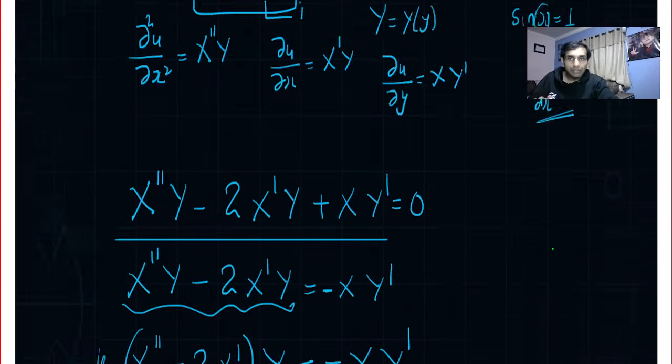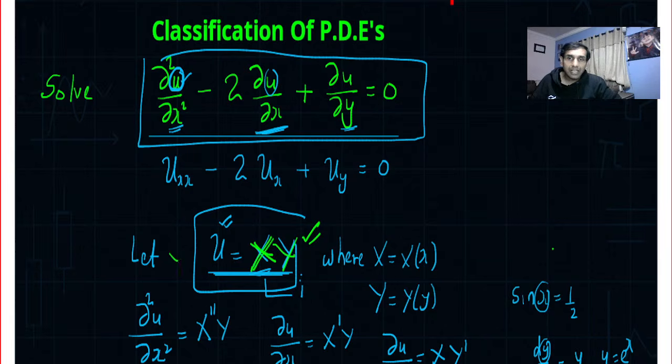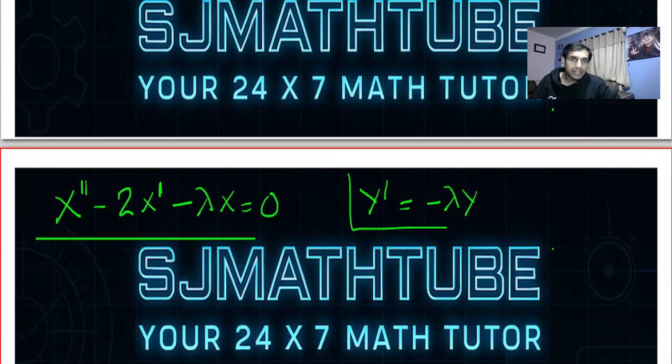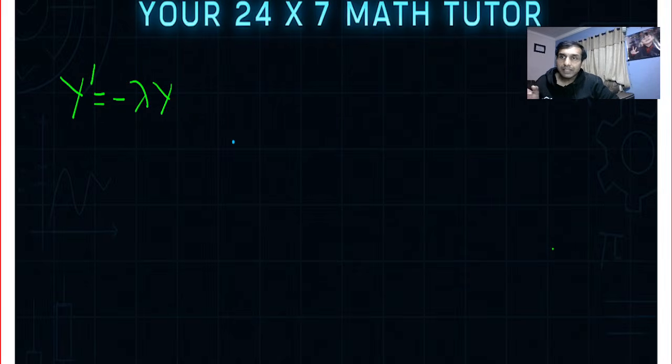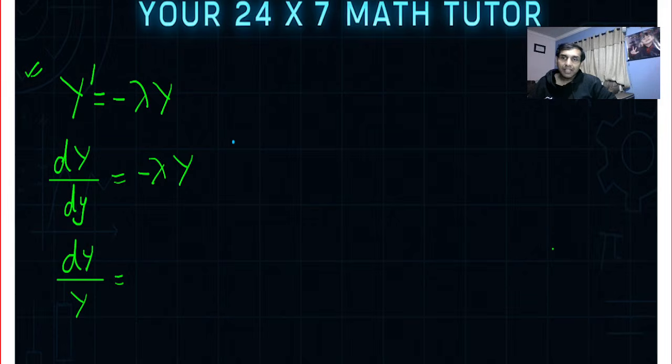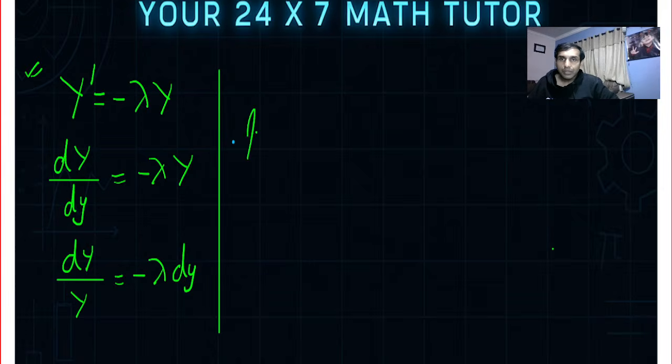Once more I'll repeat. We are trying to find x and y because our solution is x multiplied by y. Now where is our equation in y? This is our equation in y. We have this differential equation y dash equal to minus lambda y. That means dy by dy, because y is a function in small y, equal to minus lambda y. It is 100% variable separable. So dy by y equal to minus lambda dy, integrating. So integrating 1 by y, we get log y equal to minus lambda into y plus c3.